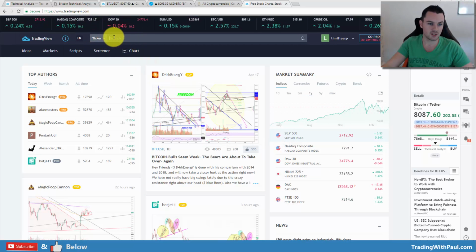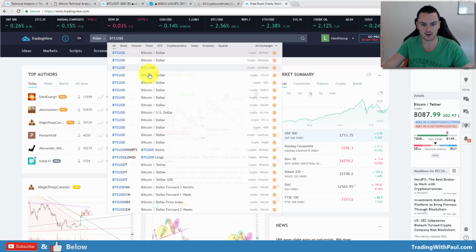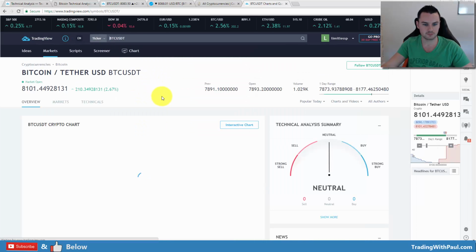So come in here, go to ticker, and we're going to put in Bitcoin, so BTC, and this gives you all the charts that you have for Bitcoin. So we want Bitcoin USD. You can see on the right hand side the exchanges that it's against. So let's go USD, and I generally go for Binance because I trade on Binance a good bit. And here's Binance, it's against Tether.